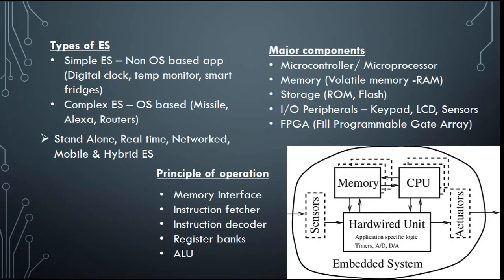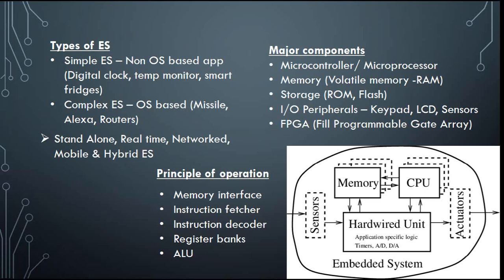So there are many types of embedded systems. We have simple ones, complex ones, standalone, real-time, networked, mobile and hybrid embedded systems. Examples of simple embedded systems are digital clocks, temperature monitors, and smart fridges, while those of complex embedded systems are missiles, routers, Alexa.